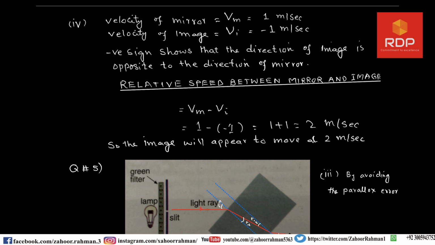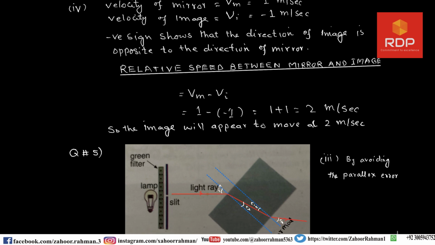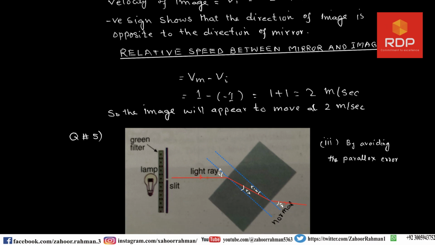the relative speed between the mirror and the image, and that will be Vm minus Vi, the speed of the mirror minus the speed of the image. I put in the values, and minus minus will become plus, so 1 plus 1 is 2 meters per second. What does it mean? It means the image will appear to move at 2 meters per second. And that is the whole story.